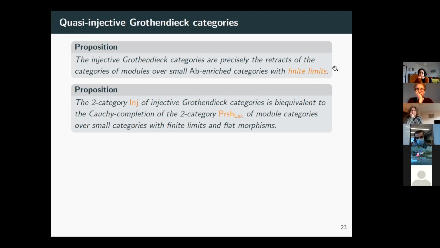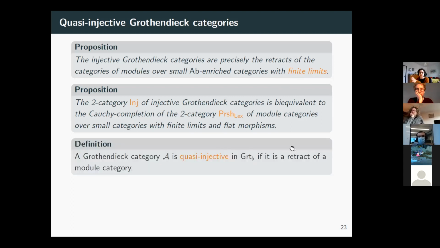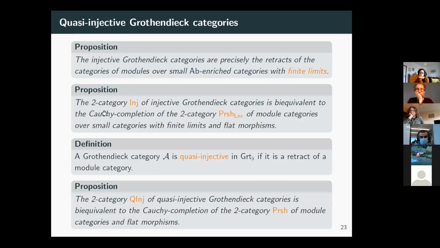But we are not quite happy with the fact that we need to take always small categories generated by finite limits. We want all preshifts. So that's why one takes this generalization, and we call a Grothendieck category quasi-injective if it is a retract of a module category with no further requirements. And this, of course, with this definition, we obtain a parallel to this. The two category of quasi-injective Grothendieck categories is precisely the Cauchy completion of the two category of preshifts, so of modules and flat morphisms.